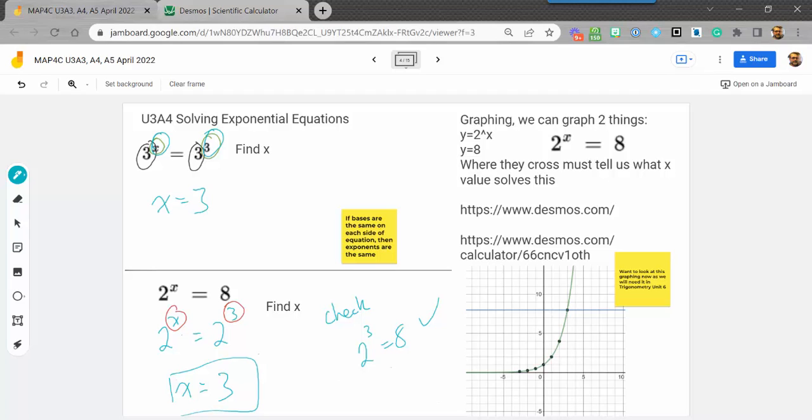Okay. We could also do something with graphing. We could graph, if we wanted to say 2 to the x equals 8, find x, we could graph y equals 2 to the x, and we could graph y equals 8, and where they intersect, that's going to be the x value I'm looking for to find what makes this true, and I'm going to show you that on a graph now.